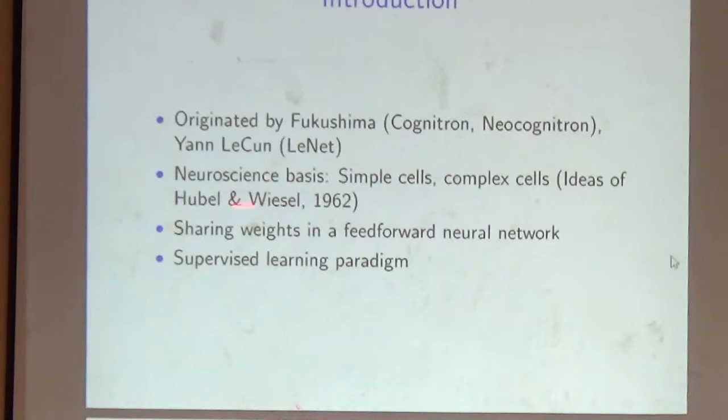So the main idea is sharing of weights in a feed-forward neural network. Very recently, 2017 or 16, I think, or rather 2-3 years ago, there was a paper in IEEE Transactions on Image Processing, which did something like LeNet, not using neural networks, but using PCA. It was called PCANet.